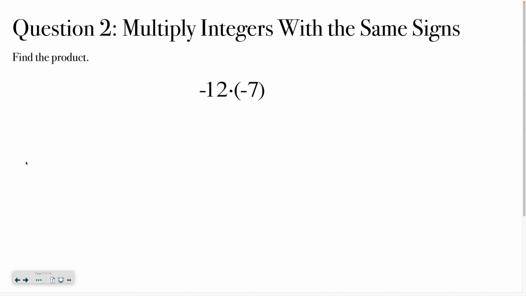All right, so now we have -12 times a -7. Why don't you take a moment and figure out what that answer would be? Good luck. Okay, hopefully you ended up with a positive 84. You looked at -12 times -7 and you remembered what we just talked about. A negative times a negative is a positive. And then multiplying 12 times 7, that gives us 84.